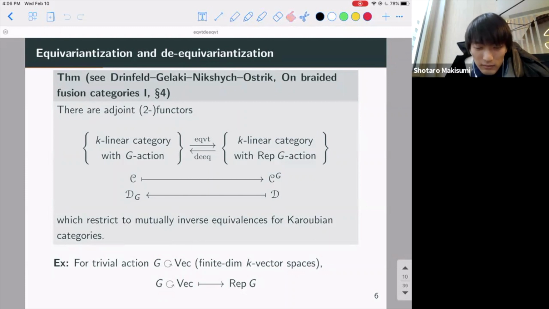I think it's all okay. No, isn't it? Wait, let's see. Or maybe you have to change the category on one side. Let me remember. Let me think.